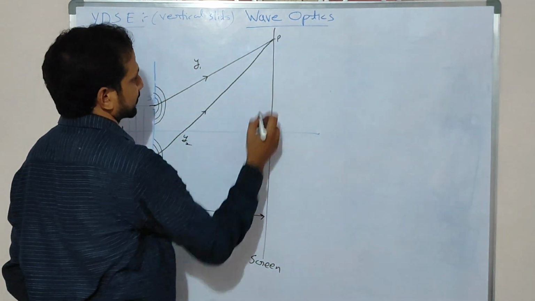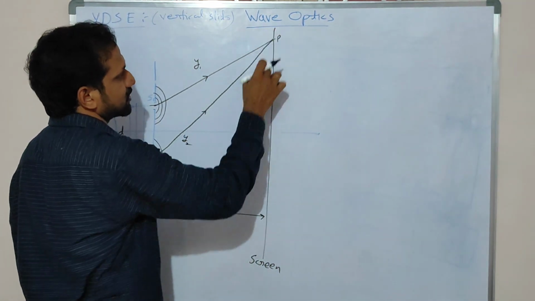So let us consider the next thing. They are forming here. What is the intensity at this point P?